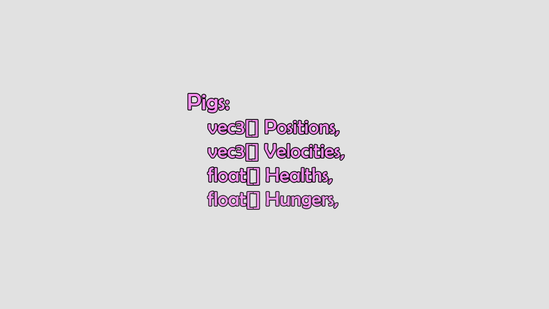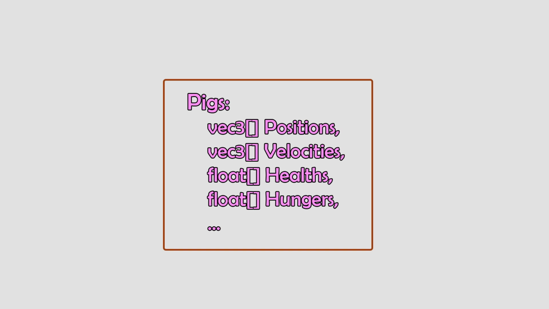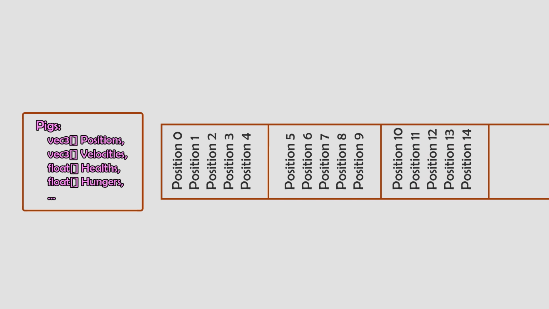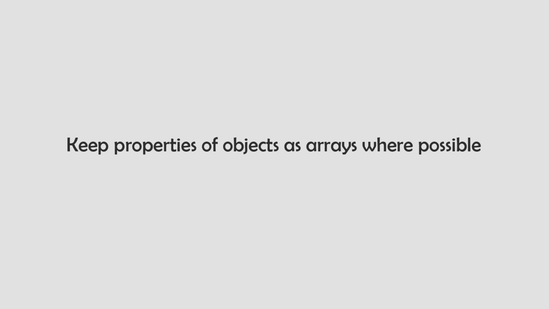But imagine that instead of this, we have a structure that will hold arrays of the same object's attributes: positions, velocities, and so on. When we try to fetch a first position, we'll face one cache miss. But then positions of the next 5 pigs will be placed in the cache line as well. That way we can expect a cache miss once per 5 positions, instead of once per position. General advice is to try to keep properties of your objects in arrays where possible. That approach is known as structure of arrays, because we literally store arrays in a structure.